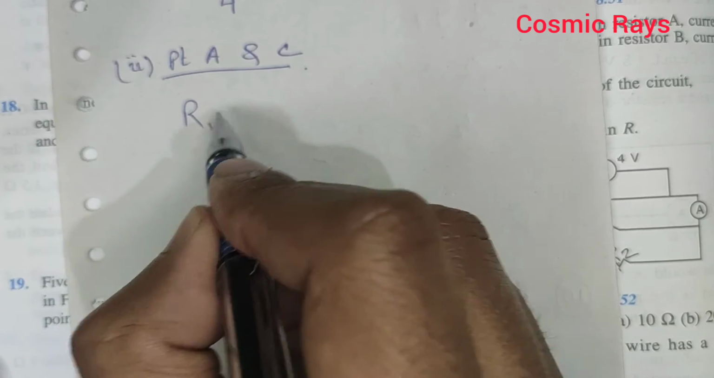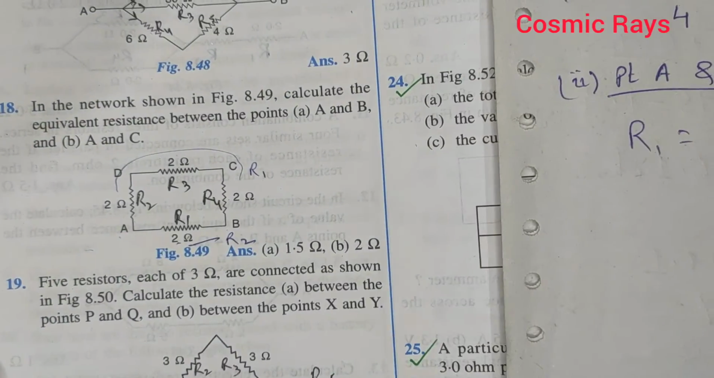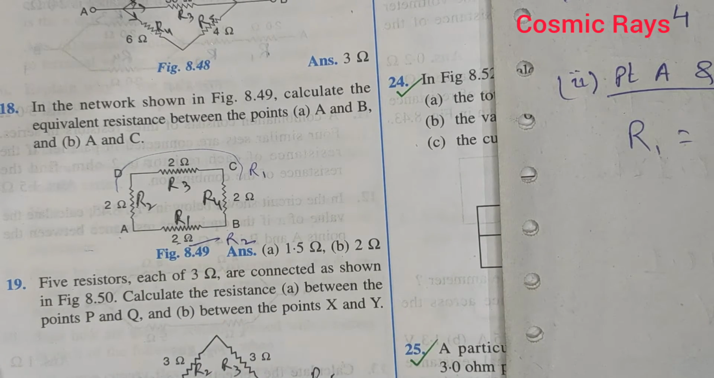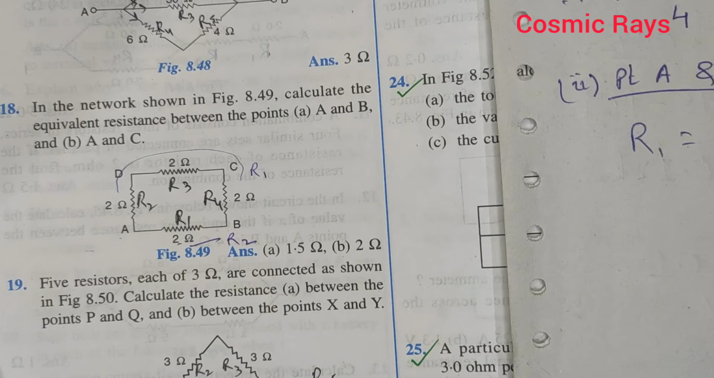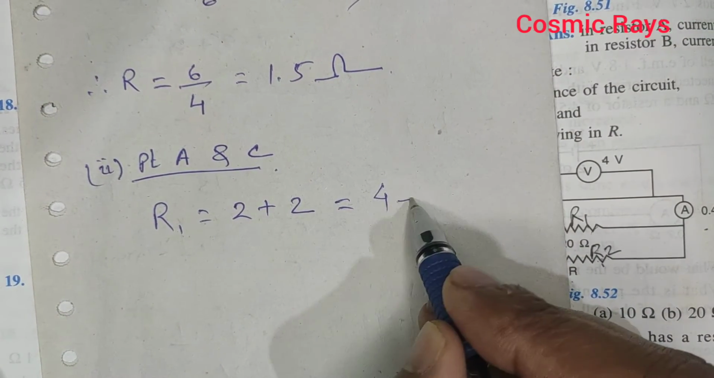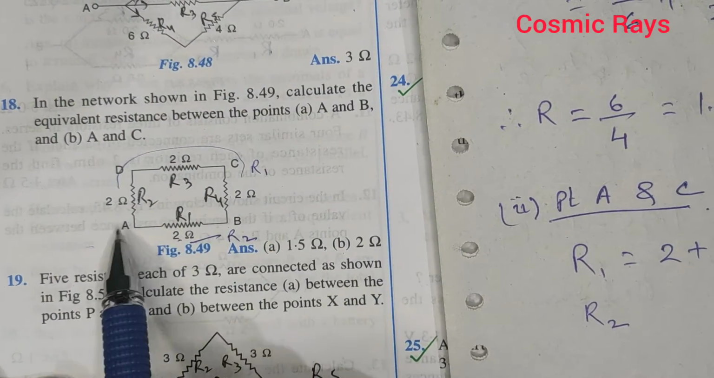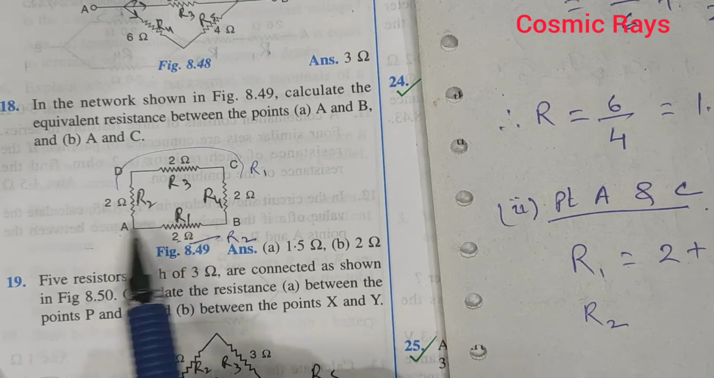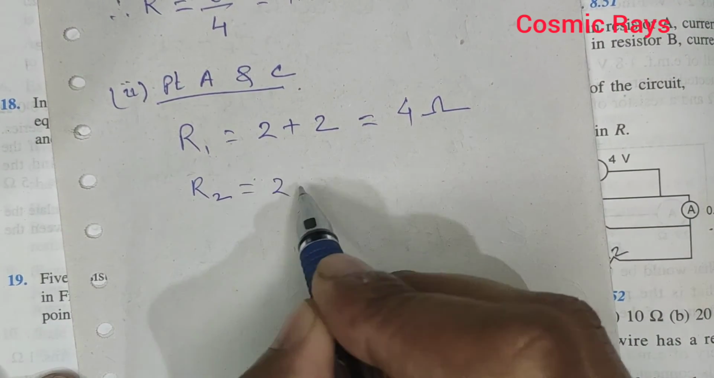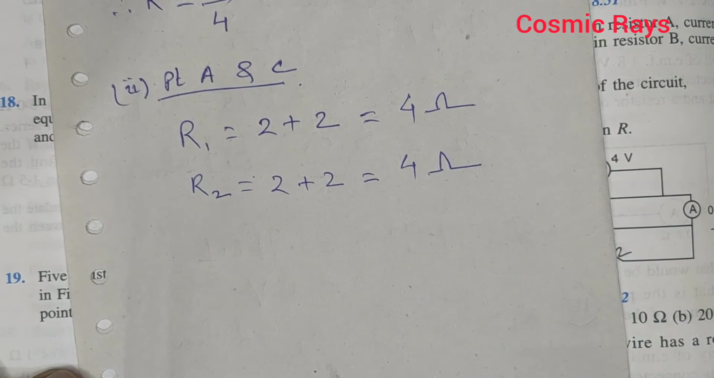Now for the second part, between point A and C, here R1 is again 2 plus 2, because we are considering R1 for these two. Combination of these two we are considering as R1, and combination of these two we are considering as R2. So 2 plus 2, 4 ohms. Similarly R2, that is between point AC via B, is again 2 plus 2, that is 4 ohms.